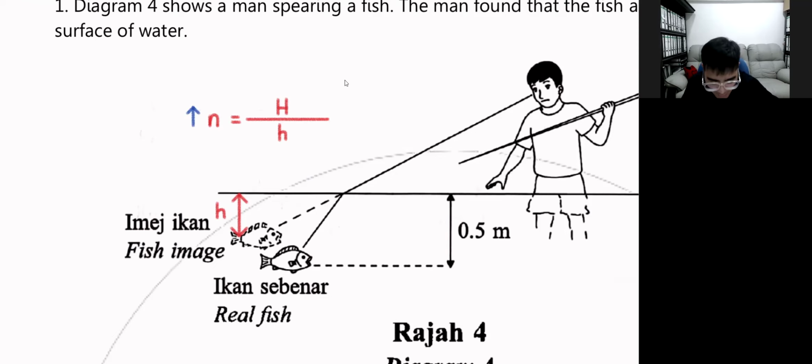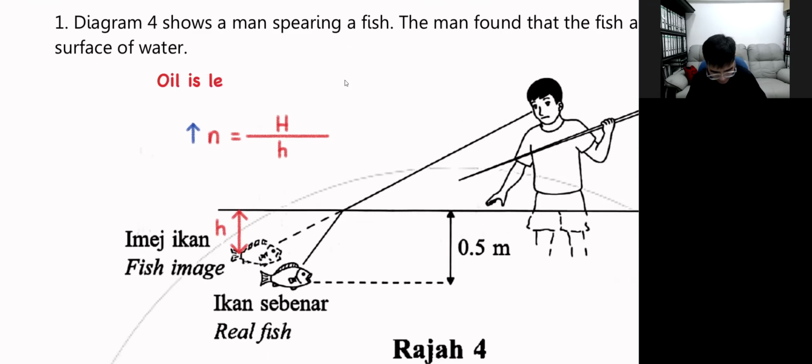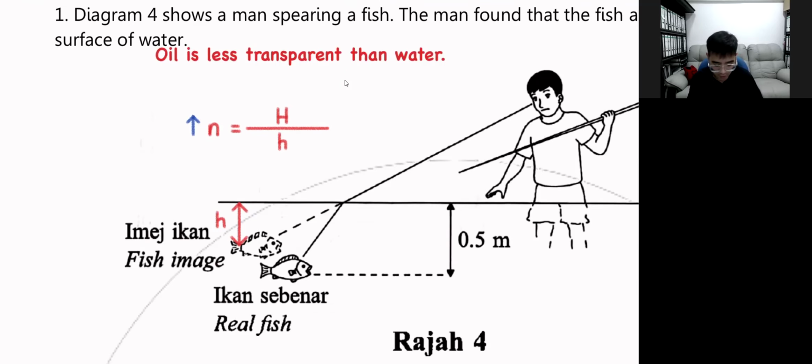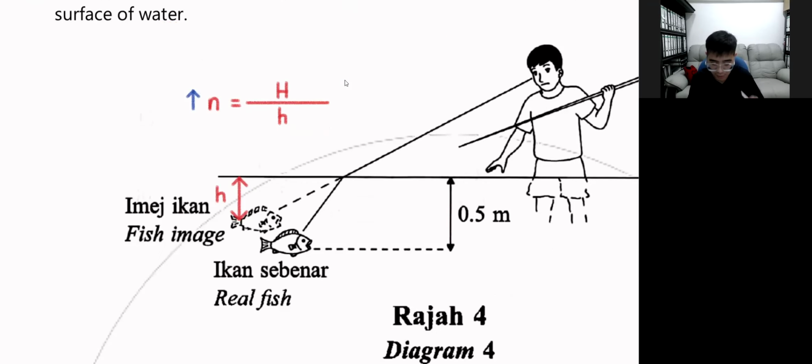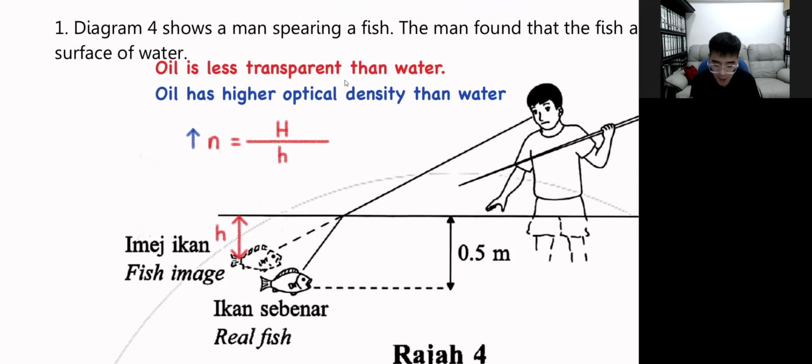So over here, can you help me write this down? I mean, write for yourself, not for me. You write that oil is less transparent than water. Less transparent than the water, right or not? And because oil is less transparent than the water, that also means oil has a higher optical density than the water. So remember, a liquid that is less transparent will have higher optical density. Higher optical density means less transparent.